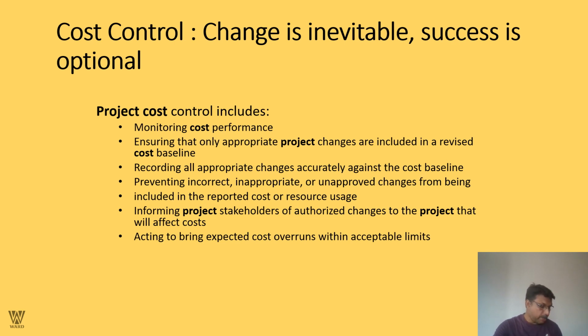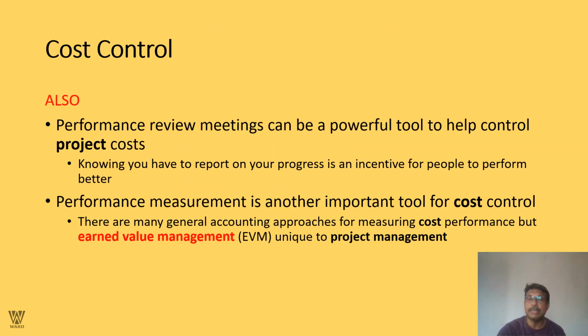Remember, cost control: no matter what, change is inevitable, success is optional. Project cost control must include monitoring cost performance, ensuring only appropriate project changes are included in the revised cost baseline, recording all appropriate changes accurately against the cost baseline, preventing incorrect, inappropriate, or unapproved changes from being included in the project cost or resource usage, informing project stakeholders of authorized changes to the project that will affect the cost, and acting to bring expenditure and cost overruns within acceptable limits.